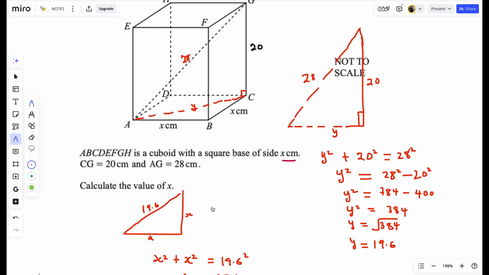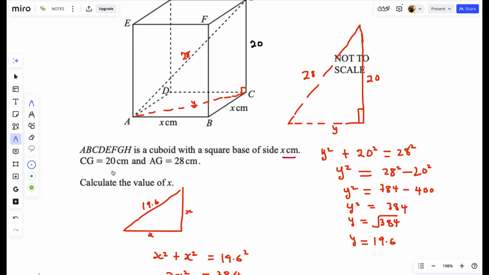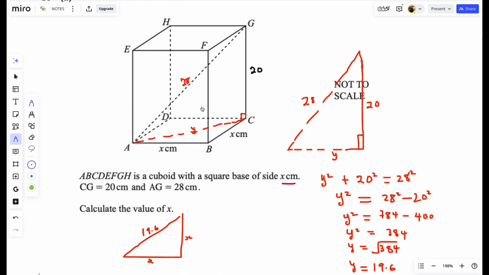Now, let's move further. It says CG is 20 centimeters. So let's look at CG in the diagram. C is here. Where's G? Here. So we put 20 centimeters here. Then AG is 28 centimeters. Look at A, we go to G. This is a very long diagonal. So it's 28. Now, they've given us all the information to calculate the value of x.